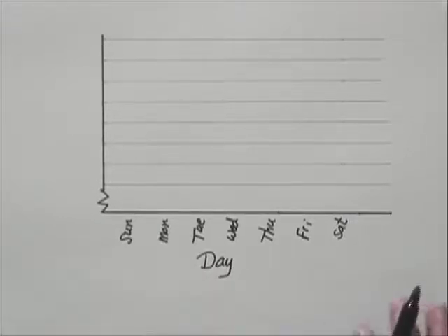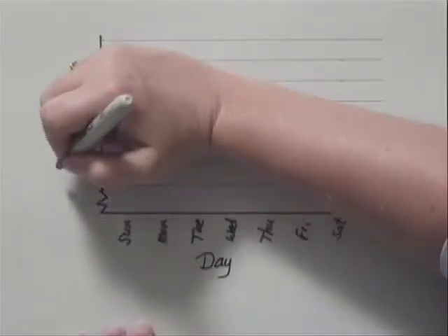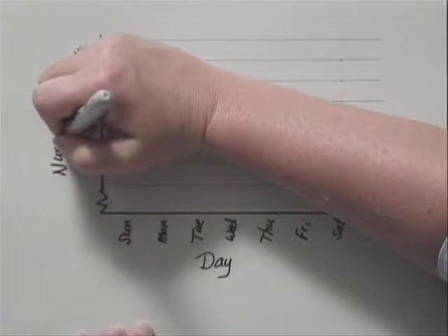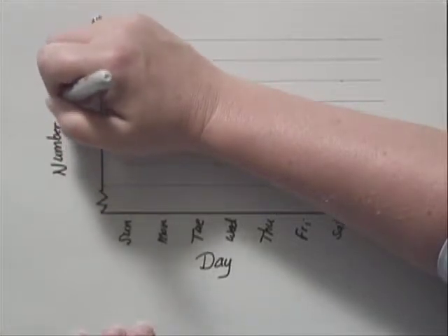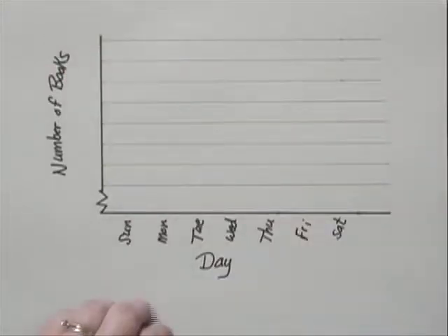Now the vertical scale will show us the number of books. So let's label that before we figure out exactly how to scale it. Number of books, or the number of books checked out. And then we have to look back at the data to see how to actually scale this vertical scale.